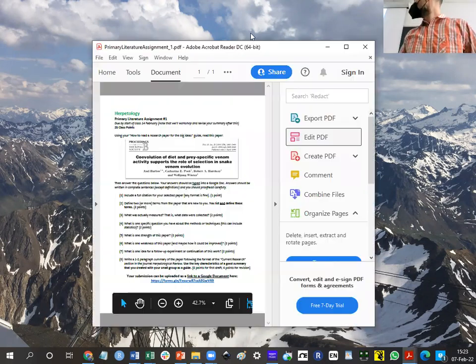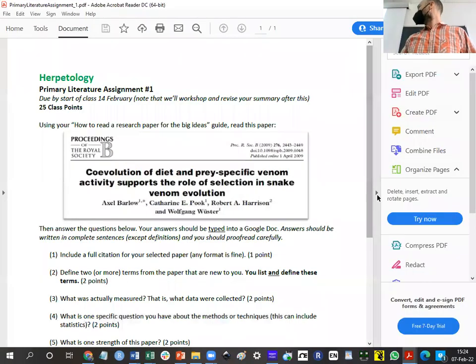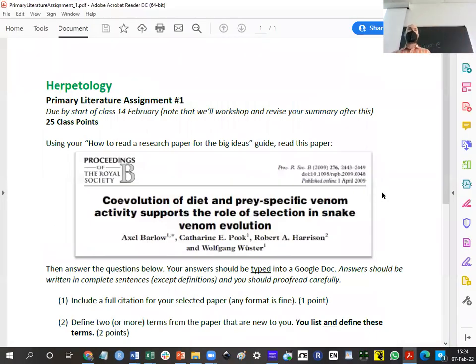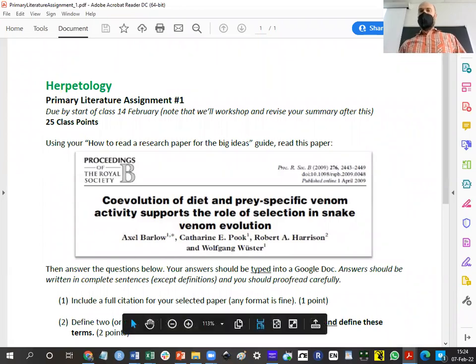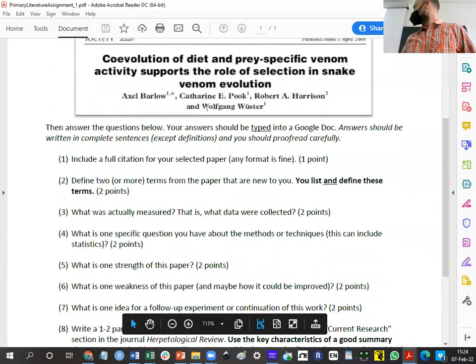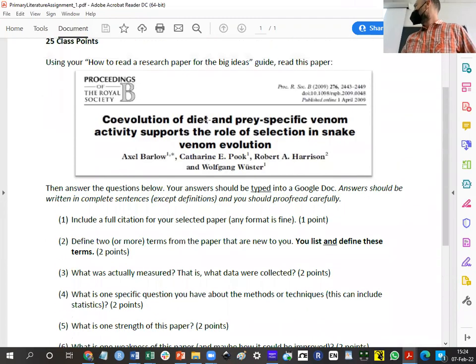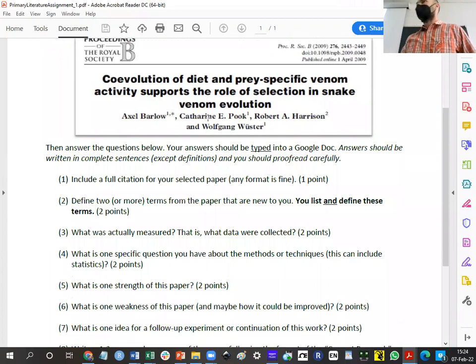And so the assignment looks like this. Basically, you're going to use that guide. You have the guide How to Read a Research Paper that you used when you read that paper on mudpuppies, for example. So you'll use that as a guide, and you'll read the paper. And as you do, you're going to answer a set of questions thoughtfully and in complete sentences. And this is something you're going to proofread before you hand in.